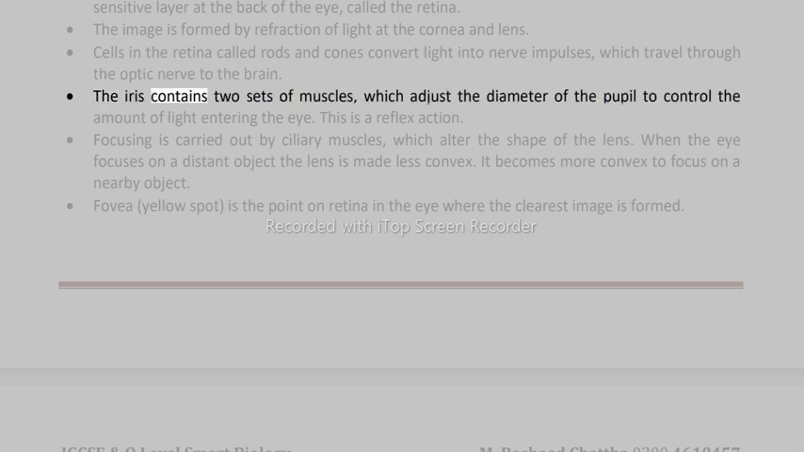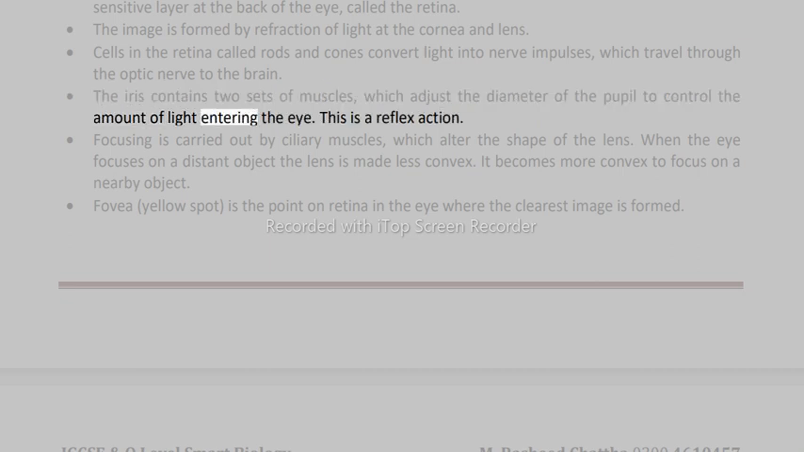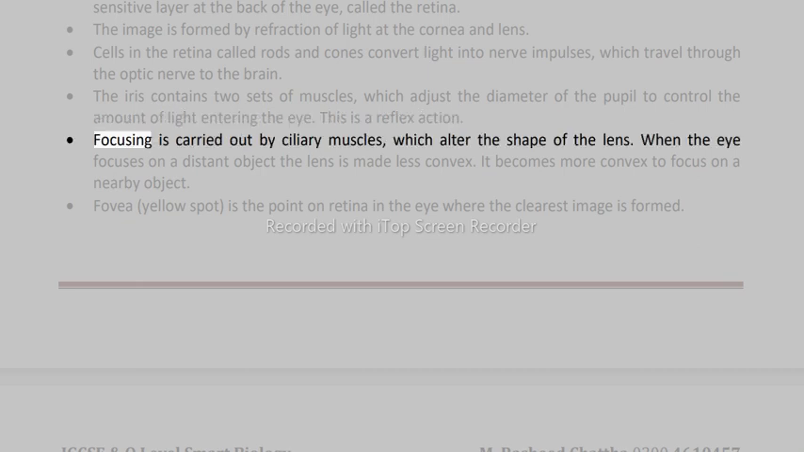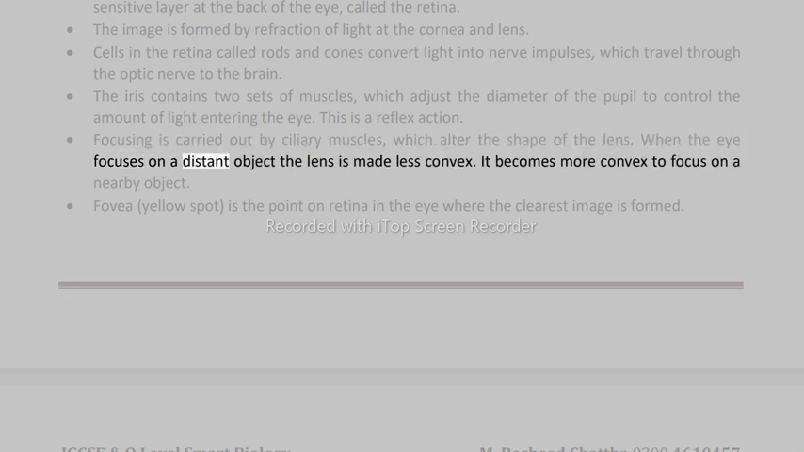The iris contains two sets of muscles, which adjust the diameter of the pupil to control the amount of light entering the eye. This is a reflex action. Focusing is carried out by ciliary muscles, which alter the shape of the lens. When the eye focuses on a distant object, the lens is made less convex. It becomes more convex to focus on a nearby object.